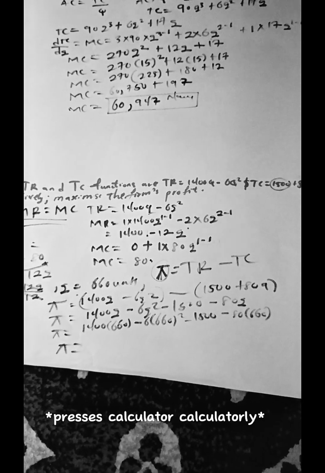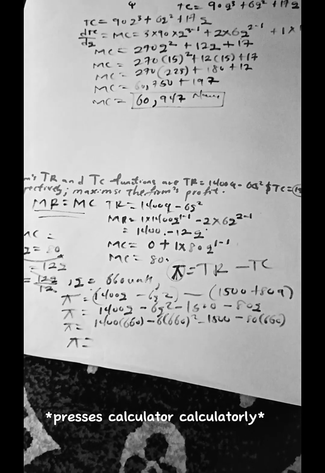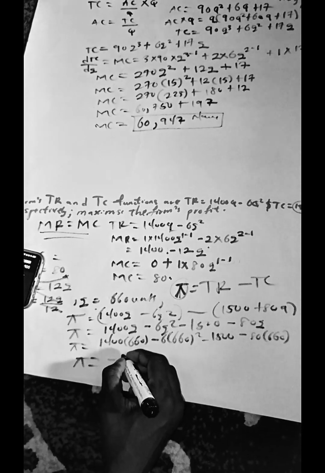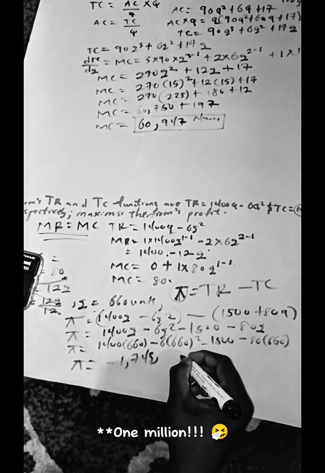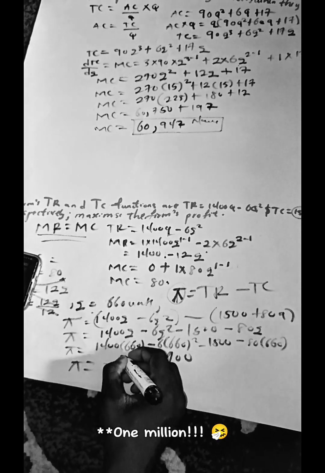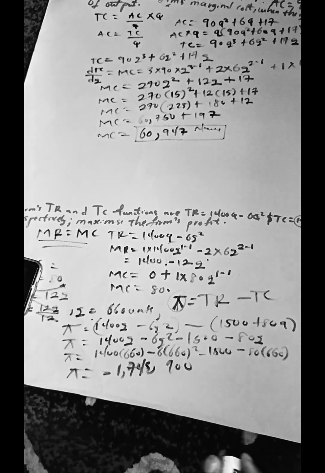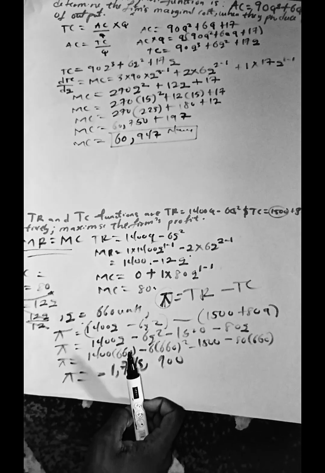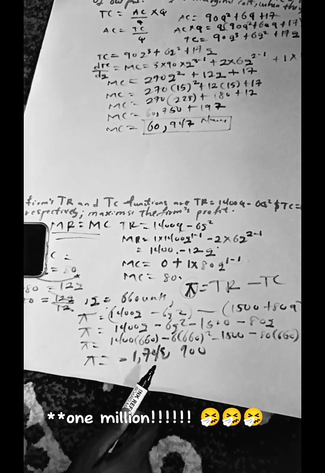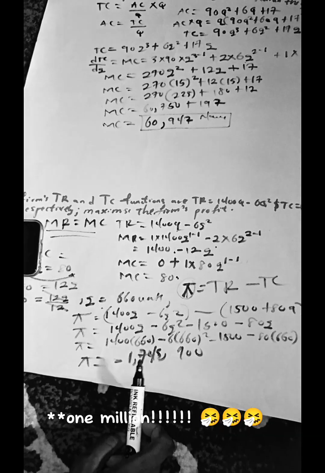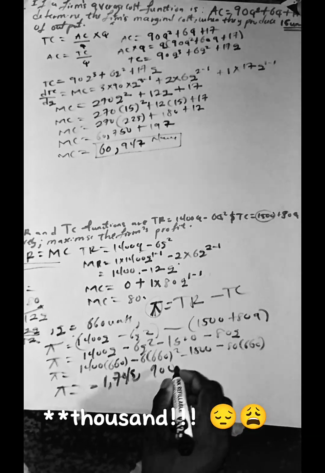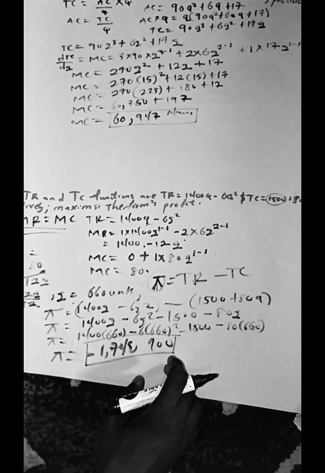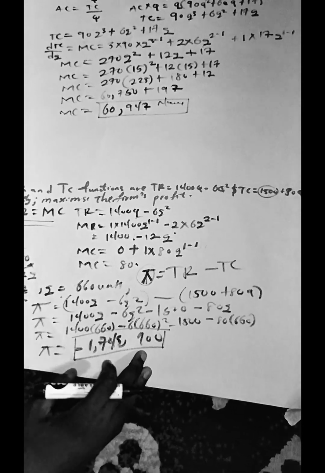Oh wow, sad. So the value of this is equal to minus 1,743,900. So this firm is operating at a loss. Wow, that's a lot of money. They are operating at a loss at the end of the accounting period, a loss of 1,745,900 naira. So this is the amount of money the firm realizes, basically a loss, not a profit.